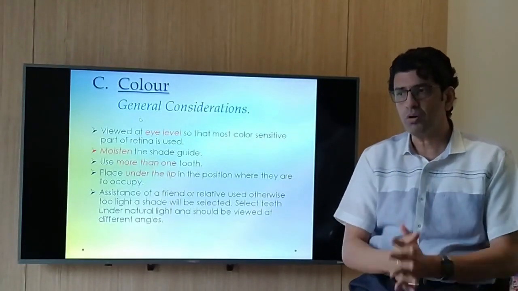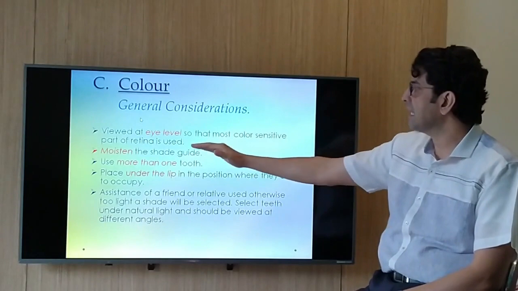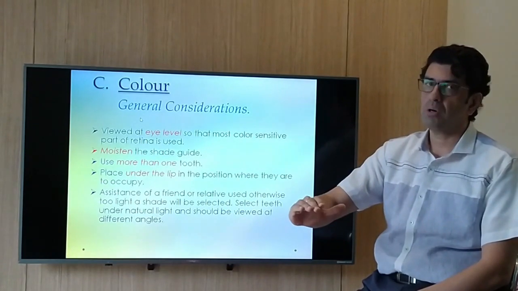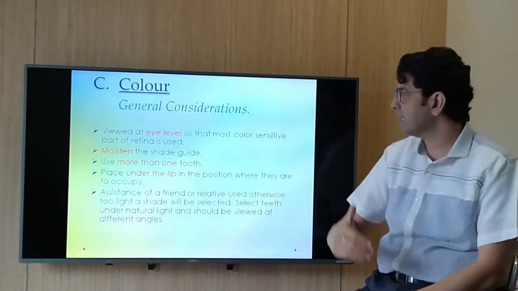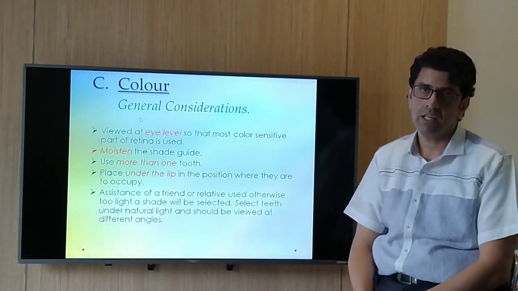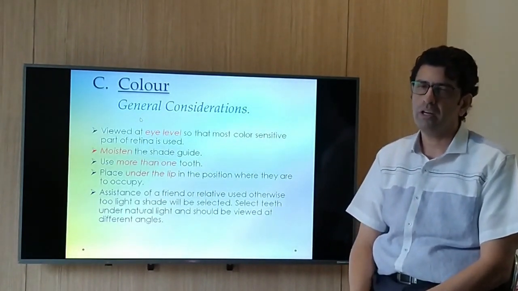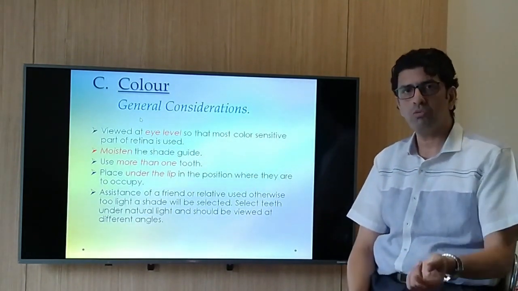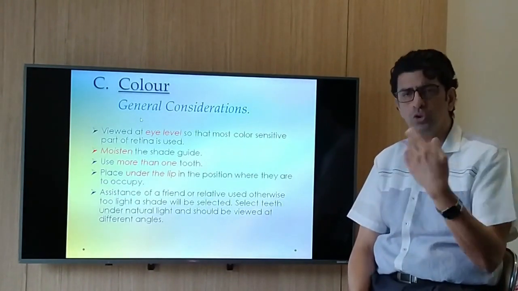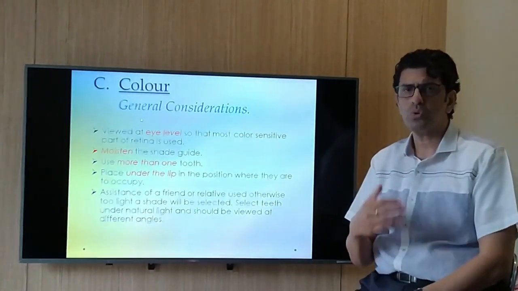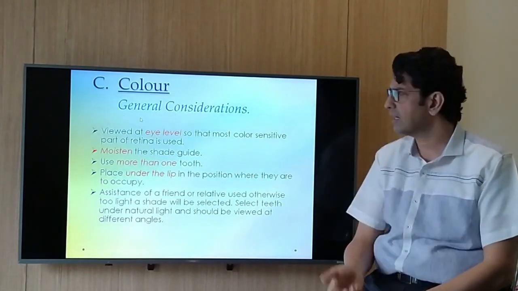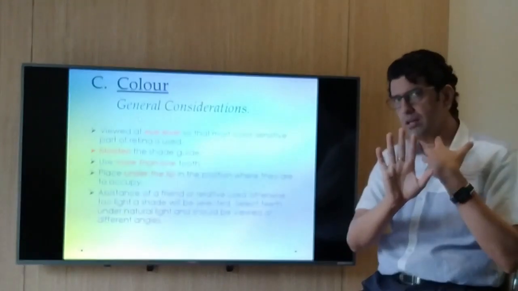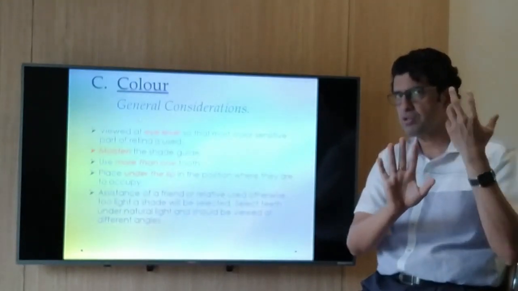The general considerations that are important are, number 1, you should view it at eye level so that the most color sensitive part of your retina is actually working. You don't want to look down at the shade, you don't want to look up at it, you want to be at your eye level. Number 2, moisten your shade guide. You don't want a dry shade guide, it's going to look different when it's moistened, because the reflectivity increases. Use more than one tooth, don't just put one tooth in the mouth at a time. Use at least 2 teeth at a time to select the appropriate shade and color of the teeth. Place it under the lip where its natural habitat is going to be, because it's going to have a darker background. The lip color is going to be different from the rest of the face.